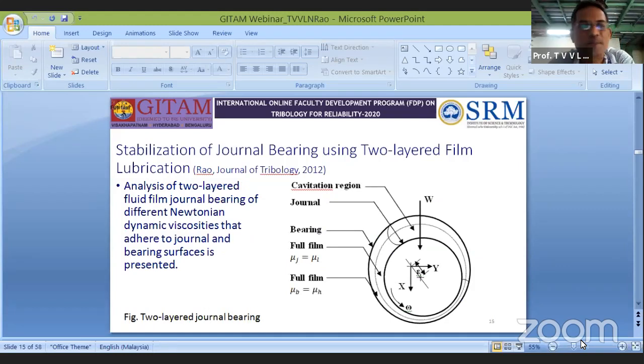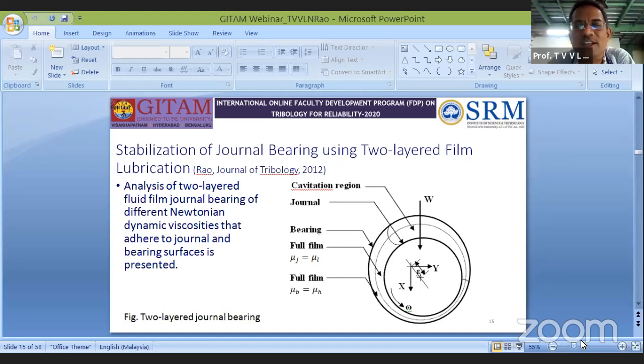I would like to start my presentation with the stabilization of journal bearing using two-layered film lubrication. In fact, I should say that the word stabilization itself was derived, I took the motivation from Professor Hashimoto. He is an expert in the area of dynamic analysis on the journal bearing, and he has presented a paper on stabilization and so on. So we took a motivation because our objective was also to enhance the stability of the journal bearings.